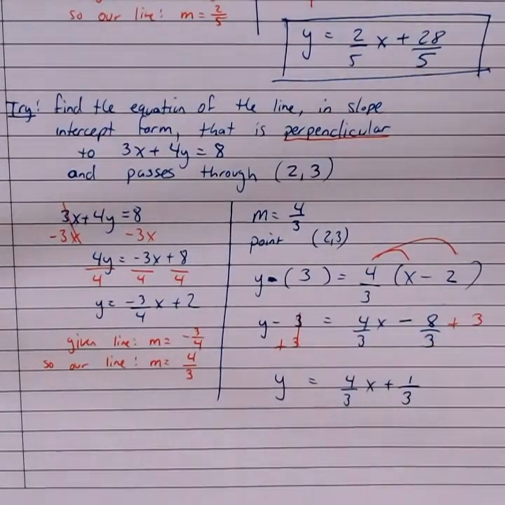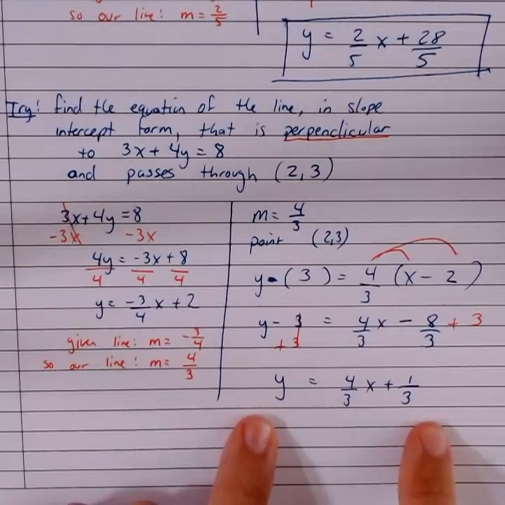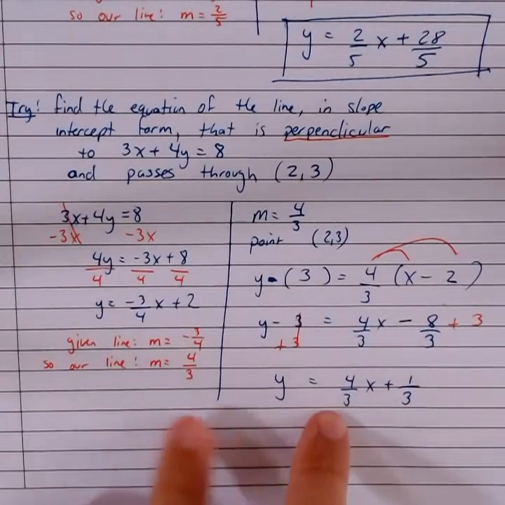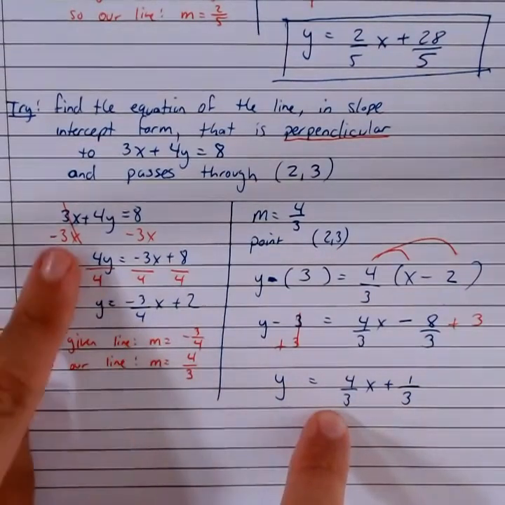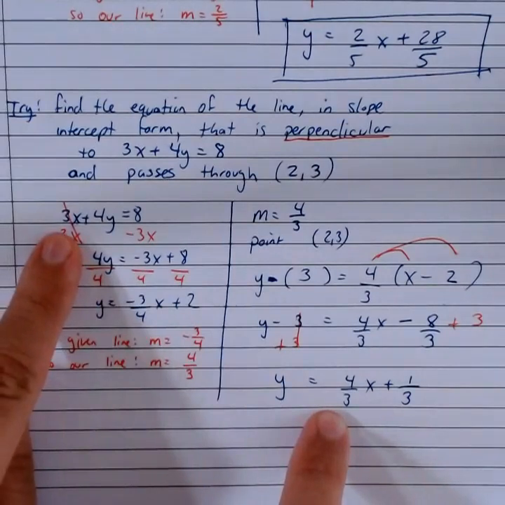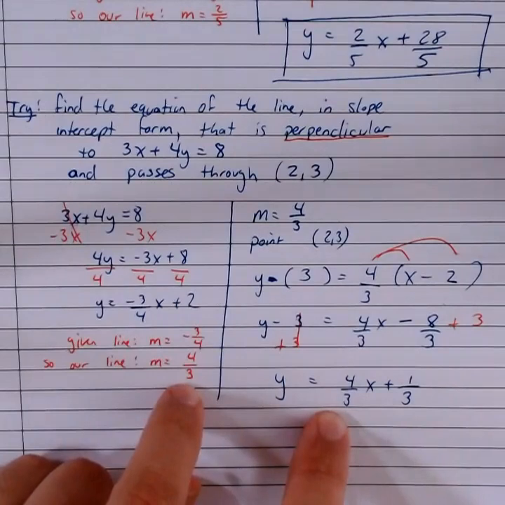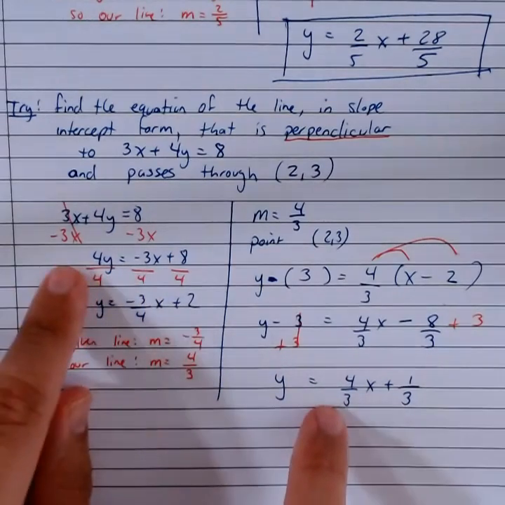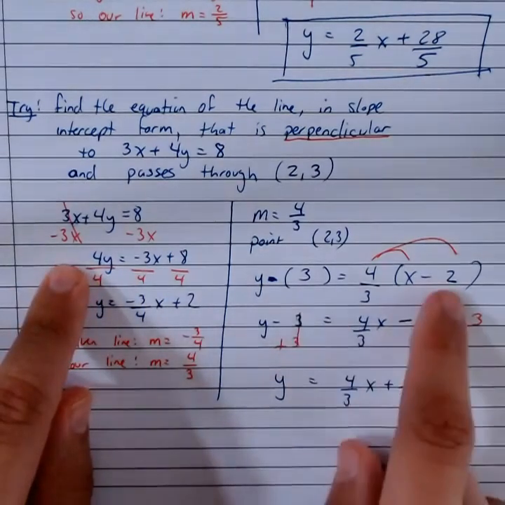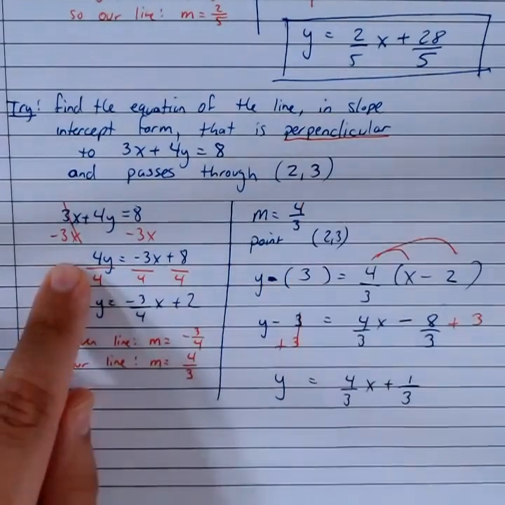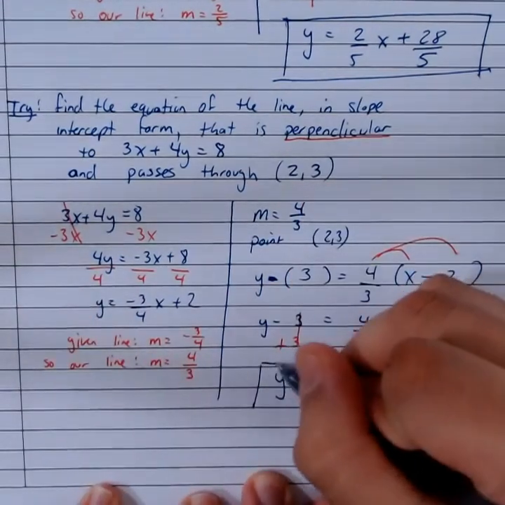And there we go. So here, this is the equation of the line. Notice this line has a slope of 4/3. The given line had a slope of -3/4. And if you multiply those together, you get -12/12, or in other words, you get -1. So yes, these are perpendicular to each other. And since we used that point, it's going to go through that point. So this is our result.